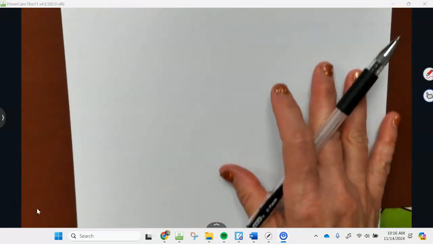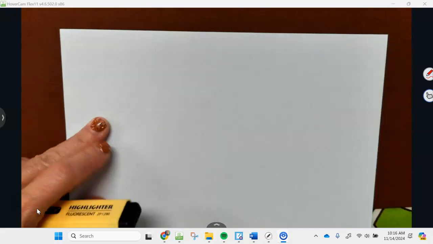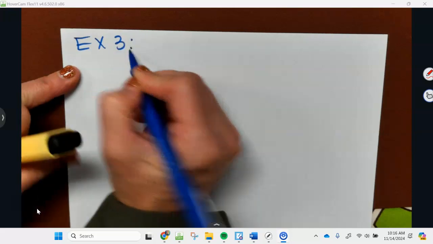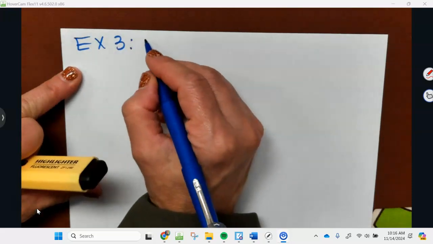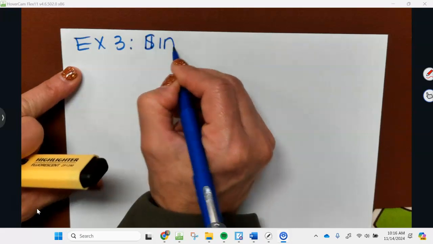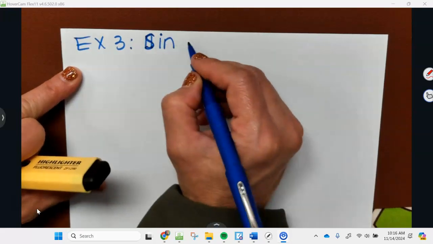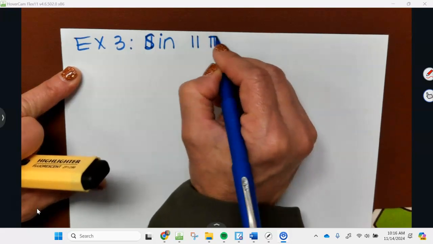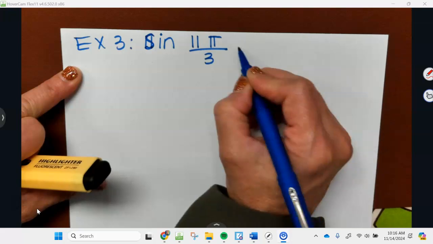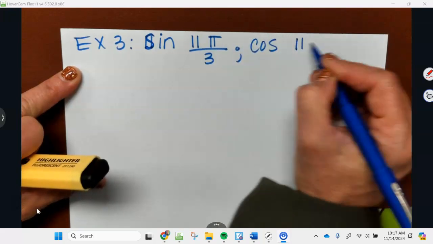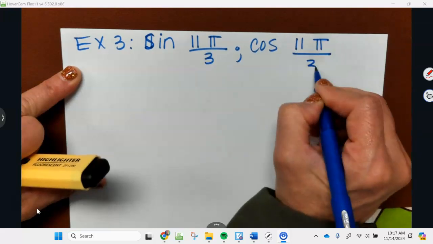is going to look like this. Okay, guys, for example 3, let's find the sine value. I'm sorry, I always forget. The sine and cosine value of 11 pi over 3. So we want the sine and the cosine value of 11 pi over 3.